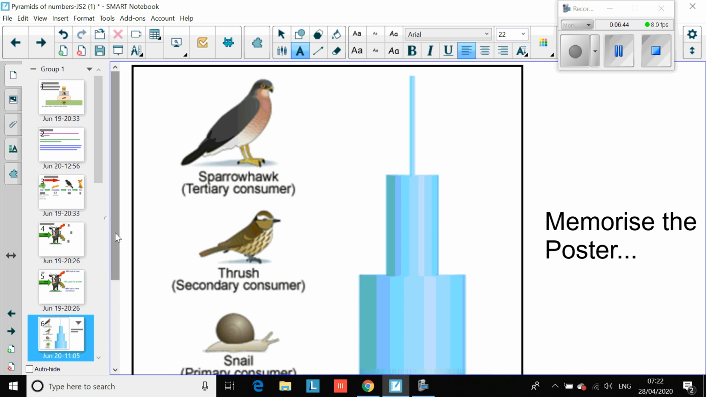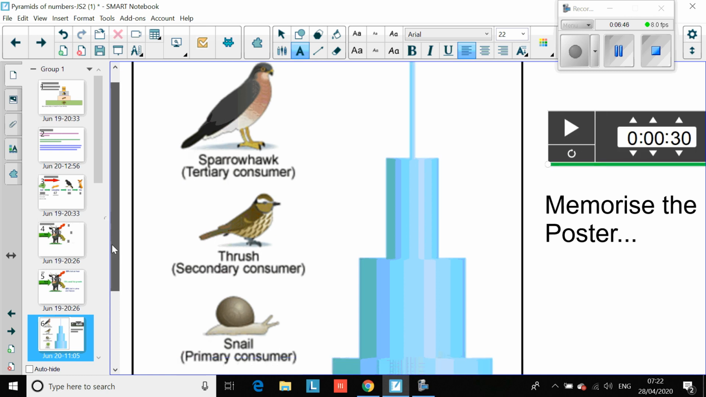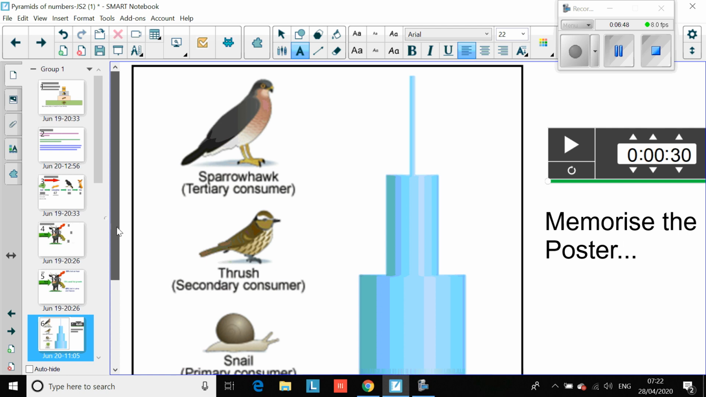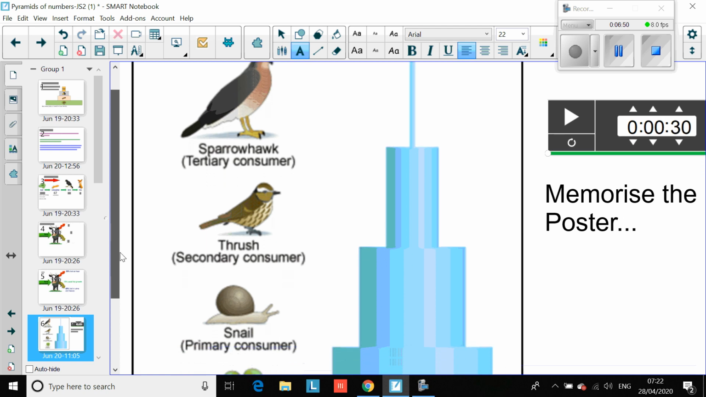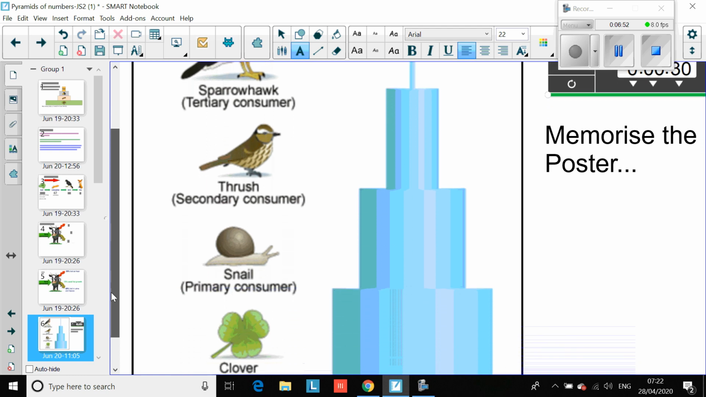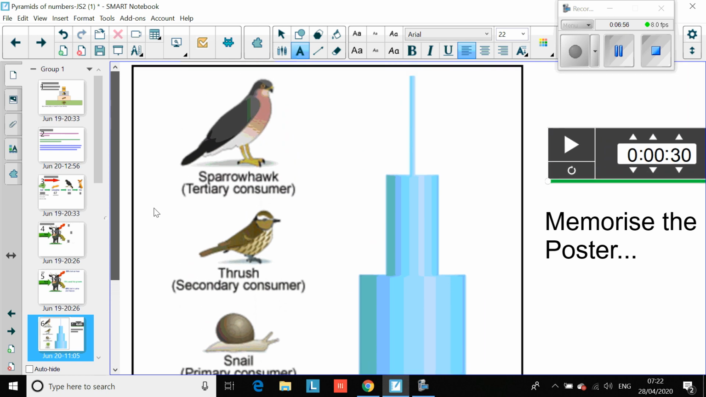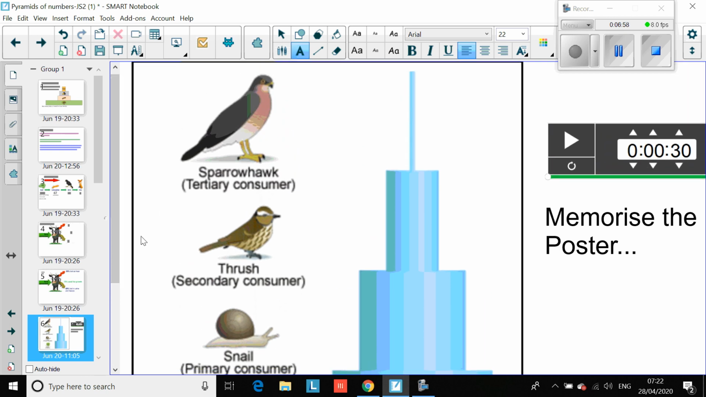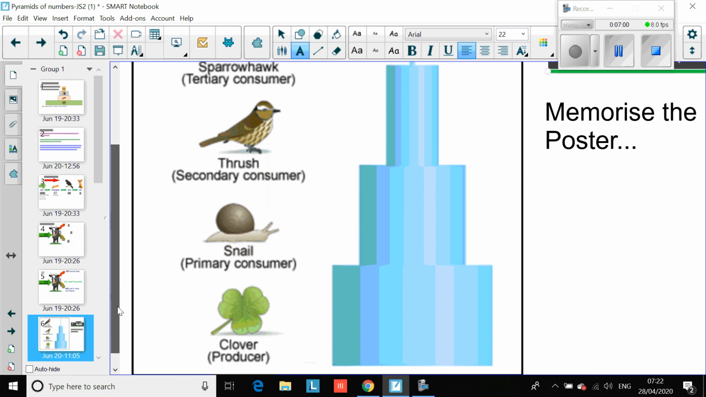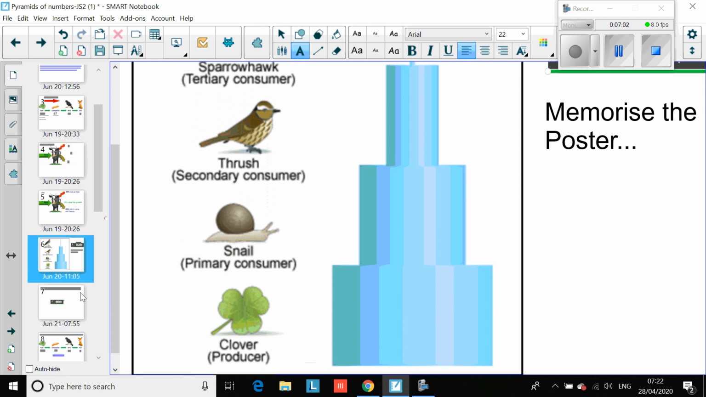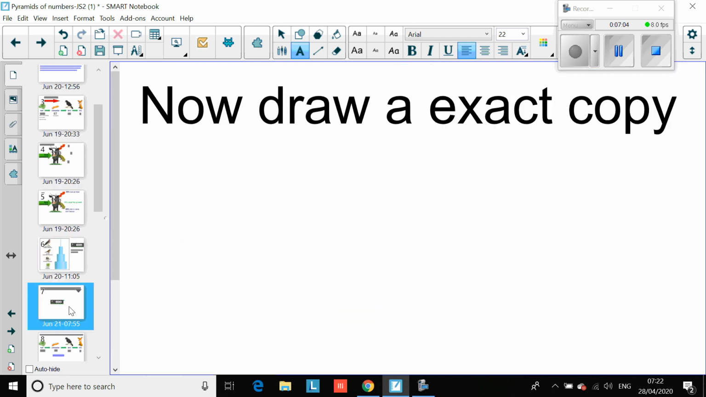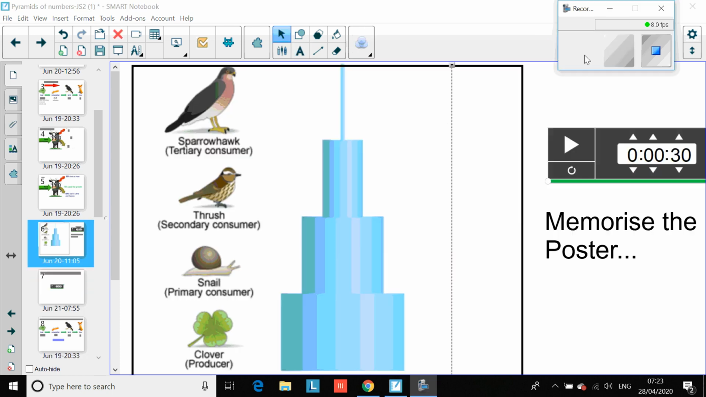Okay, so quick memory test. Have a look at this. This is a pyramid of numbers and a food chain next to it. Okay, you've got sparrowhawk, a thrush, the snail, and the primary consumer. Let's do a quick test. Try and draw an exact copy. So pause the video, off you go.